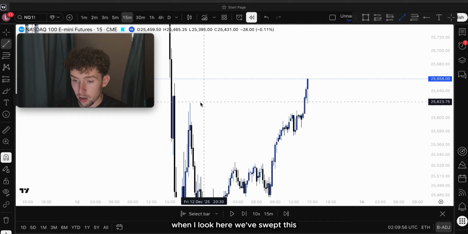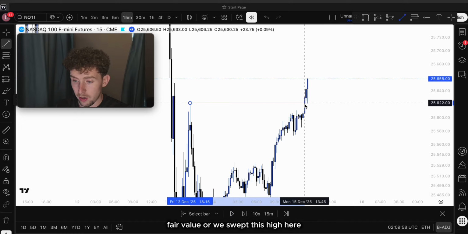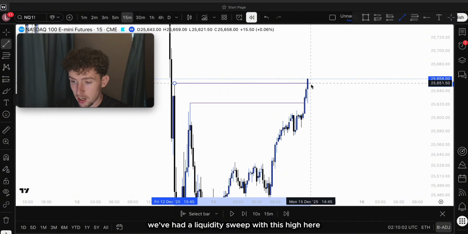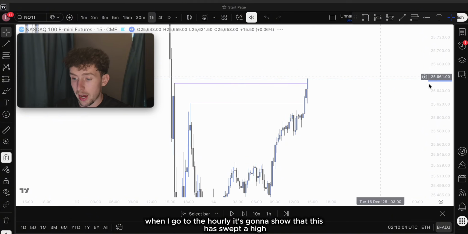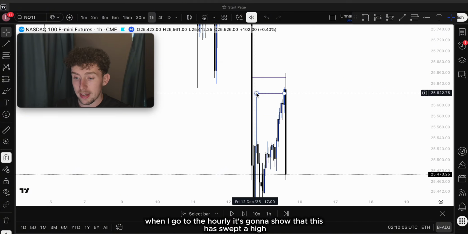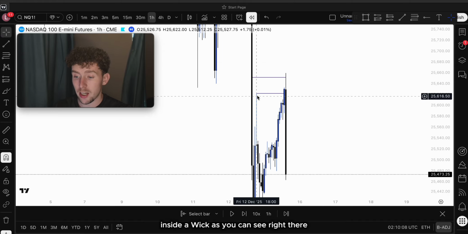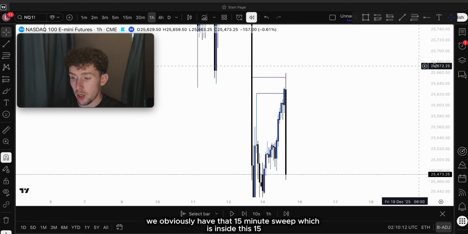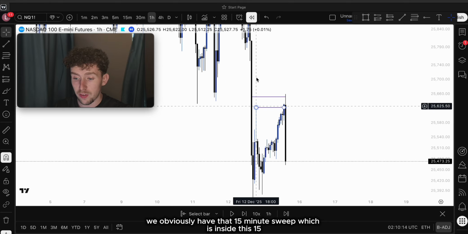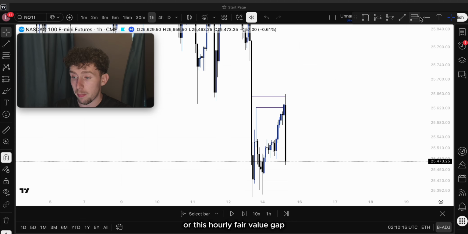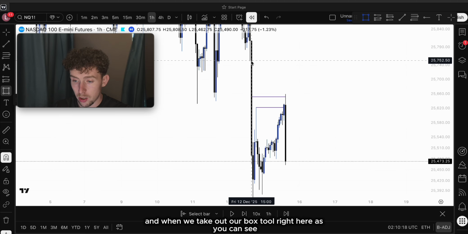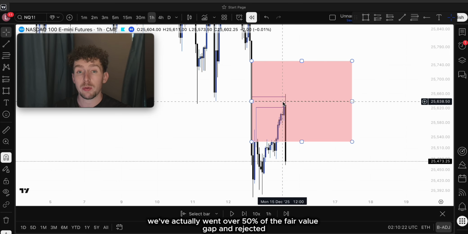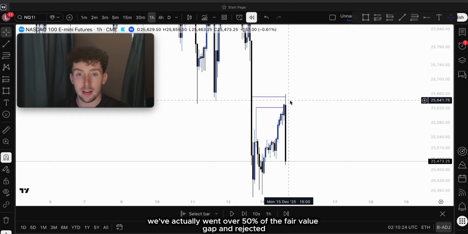When I look here, we've swept this high here. We've had a liquidity sweep with this high. When I go to the hourly, it's going to show that this has swept a high inside a wick. As you can see right there, we have that 15-minute sweep, which is inside this hourly fair value gap. And when we take out our box tool, as you can see, we've gone over 50% of the fair value gap and rejected.